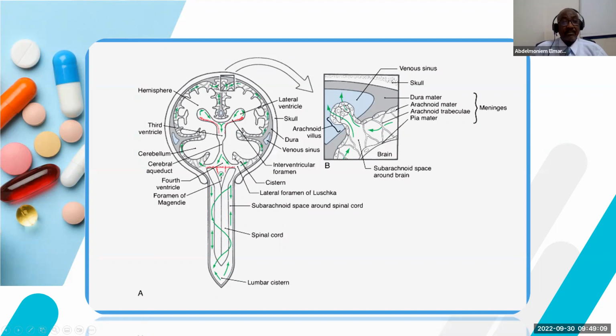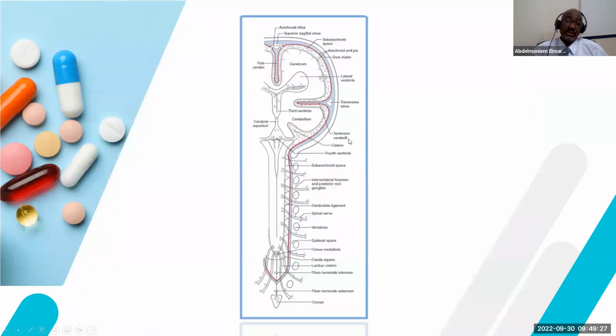Now the pressure buildup will push it through the arachnoid villi and granulations into the venous sinuses and the lateral lacunae, especially the superior sagittal sinus. This is the superior sagittal sinus. So the fluid goes in there and returns to the blood circulation. This is a lateral view showing you the arachnoid granulation there. And this is the superior sagittal sinus at the junction of the falx cerebri. But this is the subarachnoid space in which we find the fluid itself.